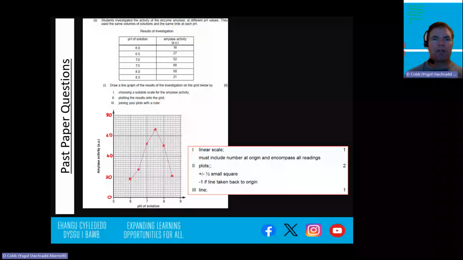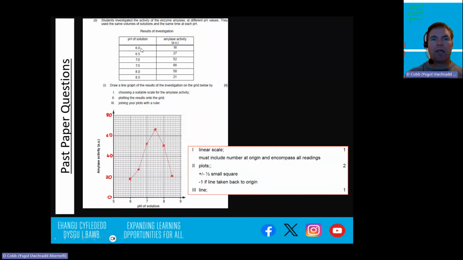So you shouldn't go beyond the data. So you shouldn't be going below pH 6 or above pH 8.5 because those are the values that you've been given. You cannot take it upon yourself to decide what's going to happen at pH 5 because you don't have any data for that. So you mustn't plot that.